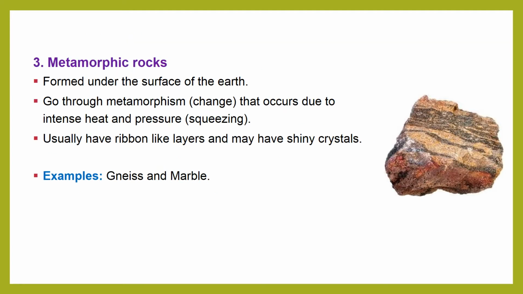Also metamorphic rocks, the third type. This kind of rock is formed under the surface of the earth and undergoes the metamorphism process, which is a change due to heat and pressure. Minerals get squeezed. They usually have ribbon-like layers and may have shiny crystals. Examples of that are gneisses and marbles.